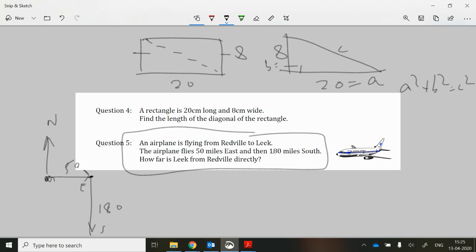How far is it directly? Well, directly would be this distance here. So again, we've got this right angle triangle in this case, and we've got A is equal to 50 and B is equal to 180, and we need to work out the hypotenuse. We need to work out C.